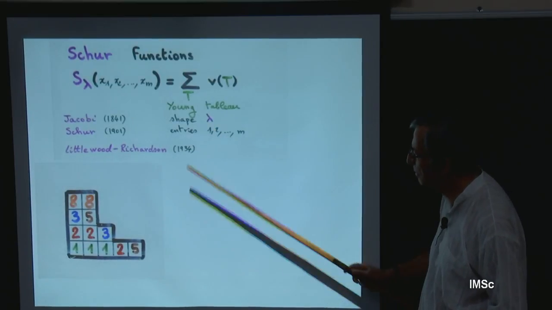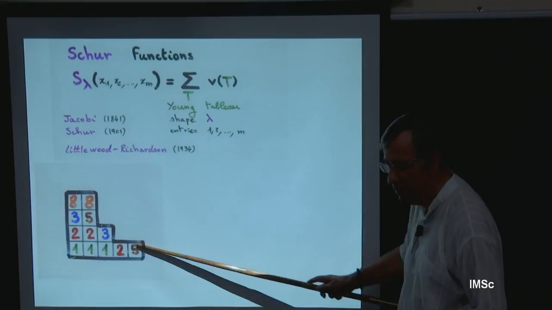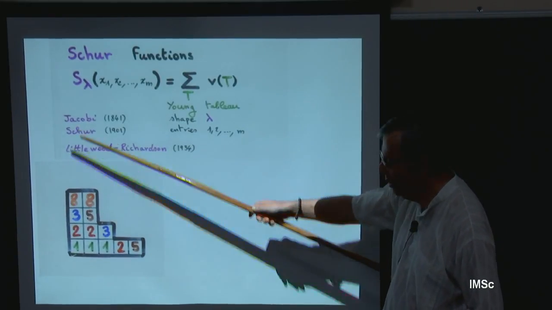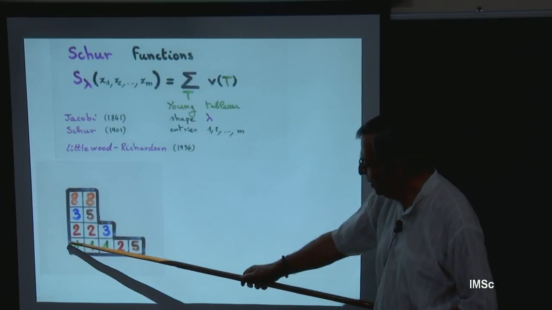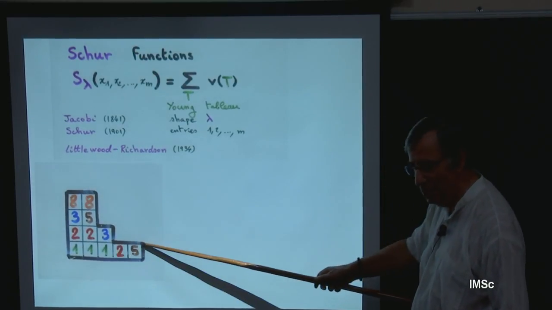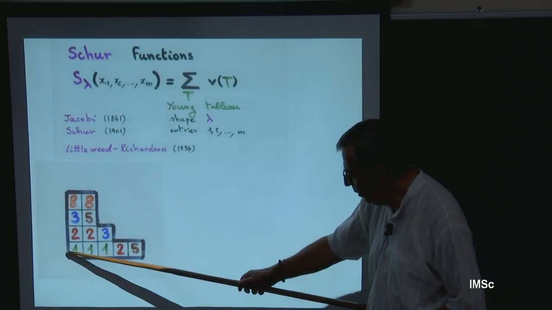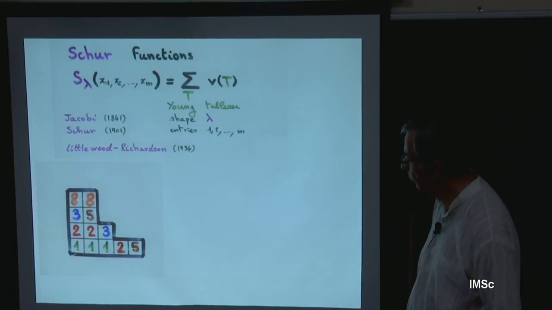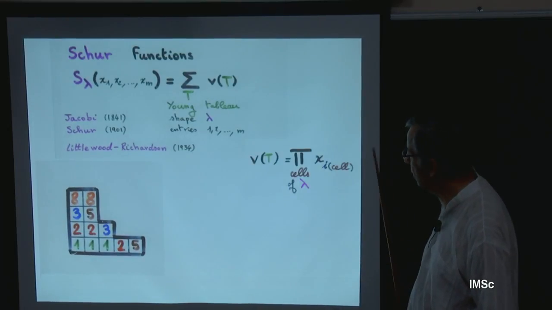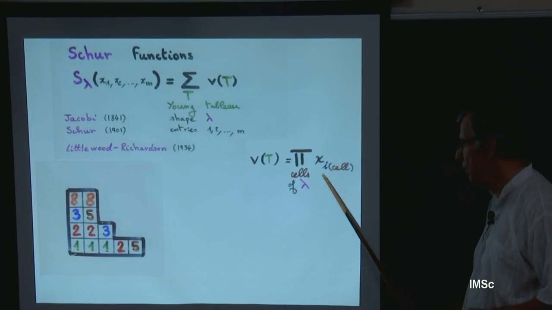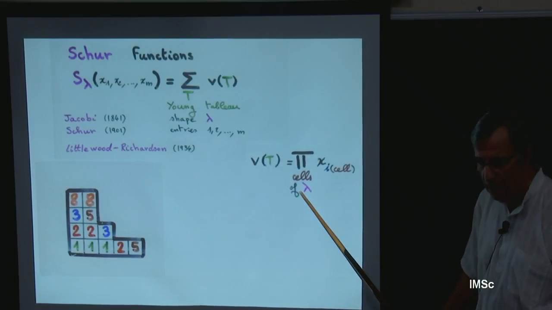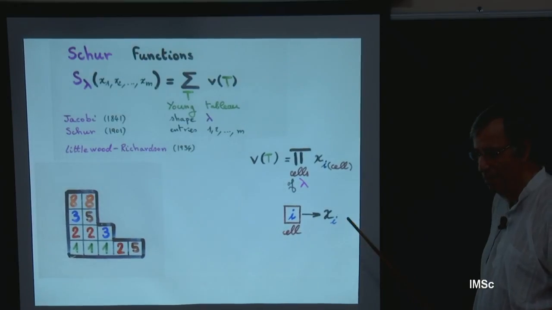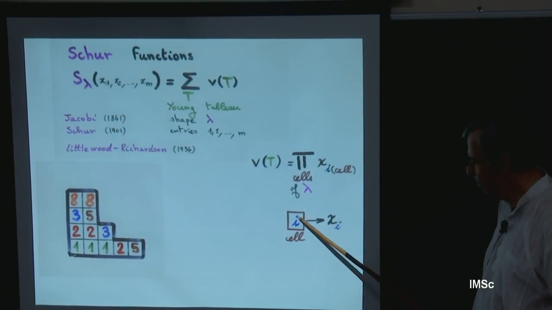So what does it mean? Here is an example. I have my partition lambda, and I have variables 1, 2, maybe until 8 or until 10, I don't know. You take a semi-standard Young tableau, meaning weakly increasing in rows and strictly increasing in columns. So what is the weight of the tableau? The weight of the tableau is a product over all the cells of x indexed by the entry of the cell, meaning you replace each entry i by x_i.